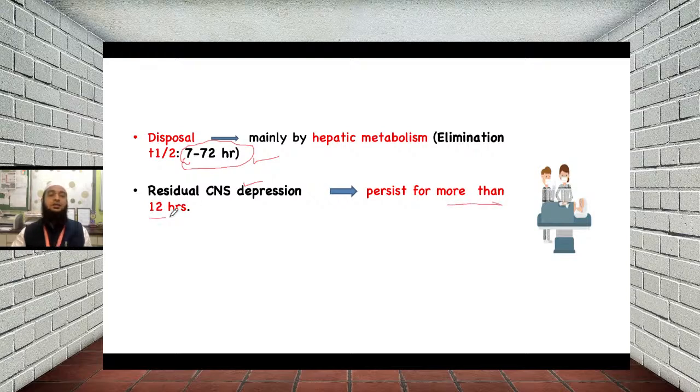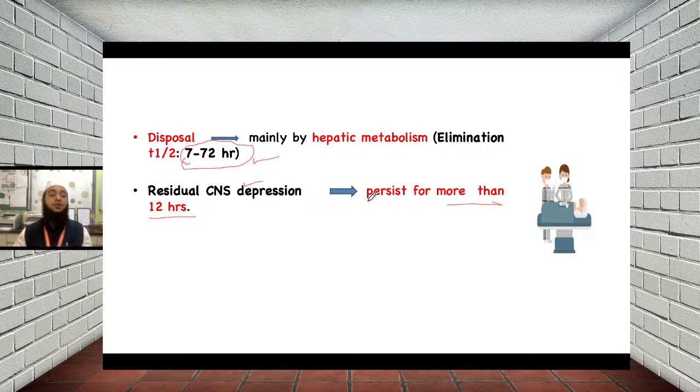Now, if you do surgery, the ideal anesthetic agent is one which can produce quick recovery of the patient. Since it remains in the body for 7 to 72 hours, at least for 12 hours it produces residual CNS depression, so it persists. It means the patient is not going to recover quickly. He remains in a hypnotic state or his CNS remains depressed. He is sedated for 12 hours.